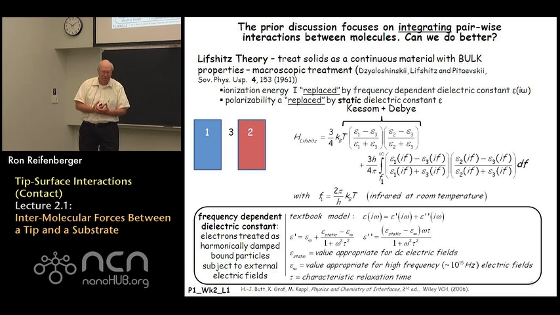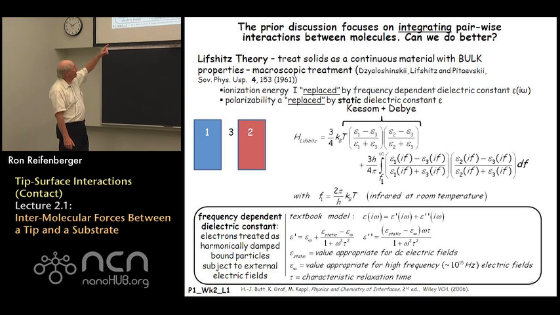That theory was developed in the early 1960s, and it replaces the parameters polarizability and ionization potential. It replaces those by static dielectric constants and frequency-dependent dielectric constants. And the details of that calculation aren't terribly important for us within the context of this course. I write down the final answer for the Lifshitz expression for the Hamaker constant, right?